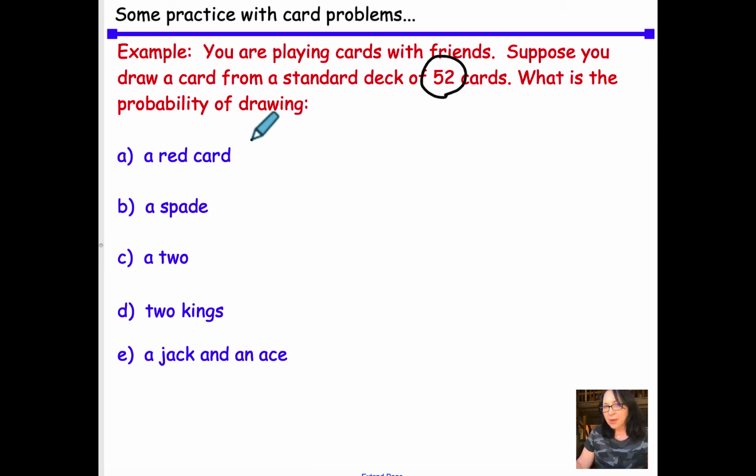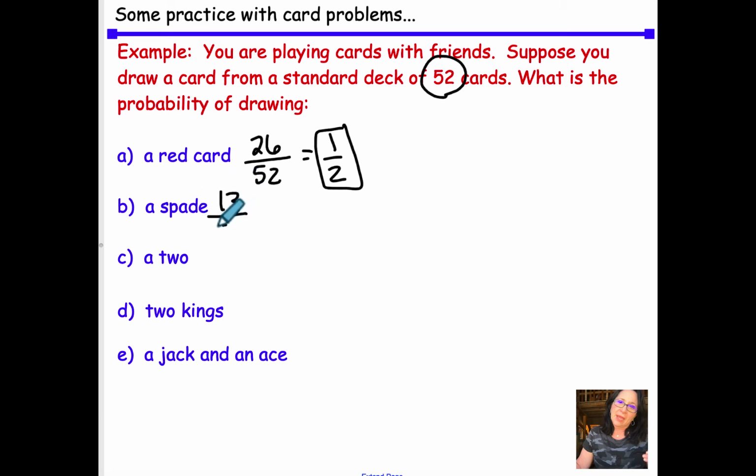There are 26 red cards. But if I ask the probability of drawing a red card out of all of the cards, that would be 26 out of 52, which, because it's half red and half black, is 1 out of 2, or 1/2. Probability again of drawing a spade: there are 13 spades out of 52, and that reduces to 1 out of 4. Probability of drawing a 2: there are 4 twos, so that would be 4 out of 52, or 1 out of 13.